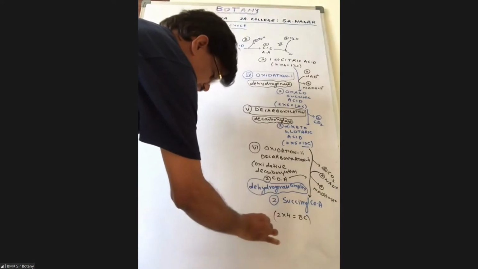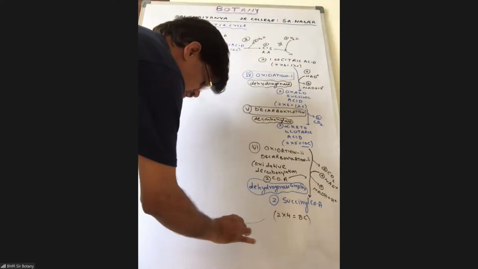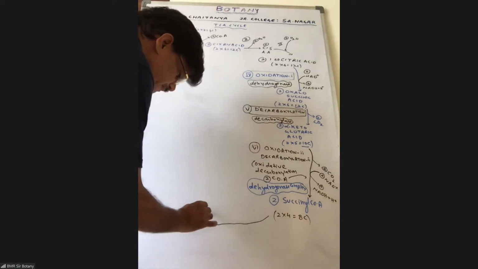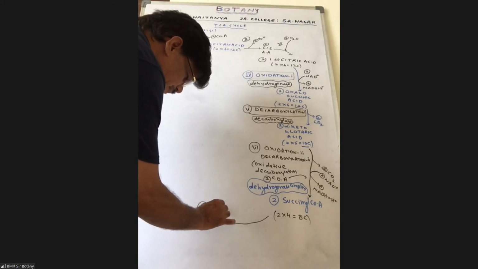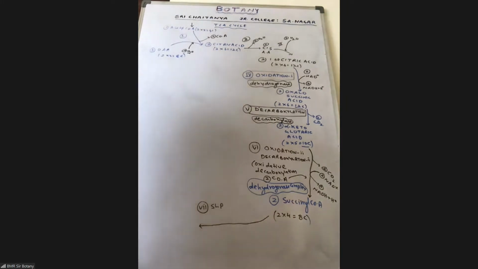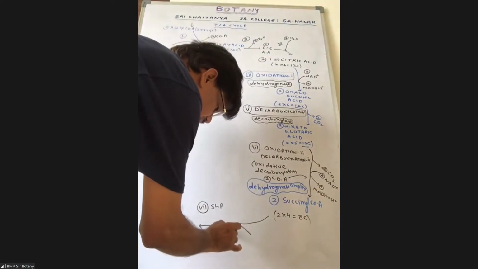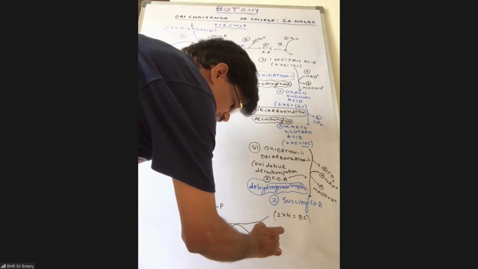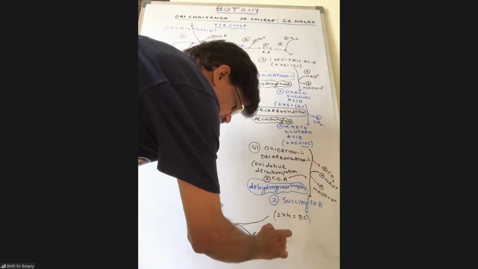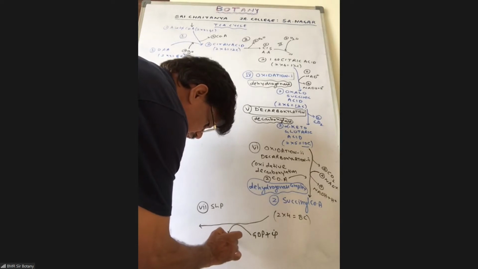Then 7th reaction is substrate level phosphorylation. It is also called cleavage in a way. SLP. During this time, GDP, guanosine diphosphate, is added with an inorganic phosphate to give GTP.